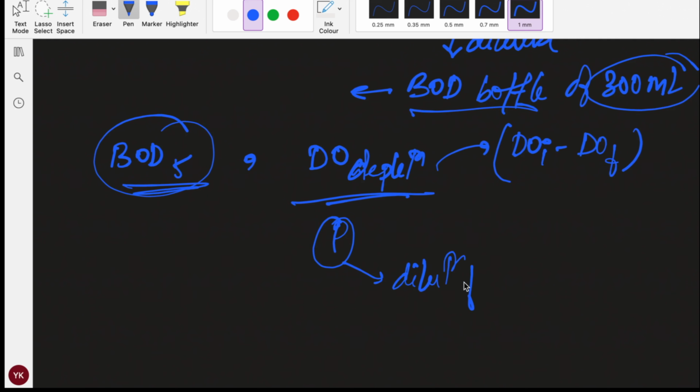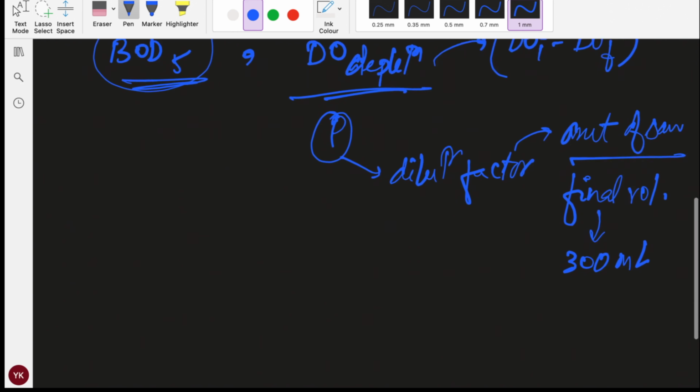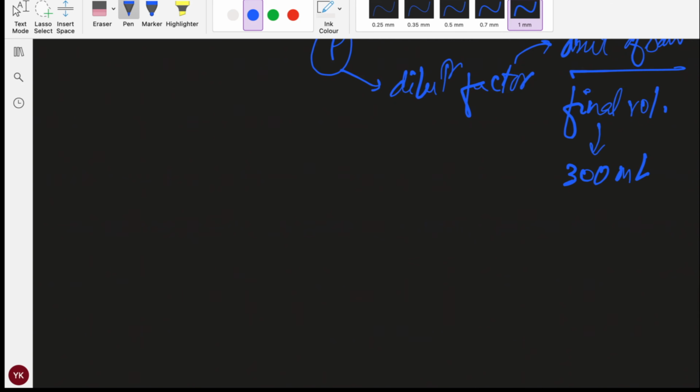Now what is dilution factor? Dilution factor is simply the amount of sample divided by the final volume of the sample, and in most of the cases the final volume will be 300 ml only. Why is this so? Because the capacity of a BOD bottle is 300 ml.